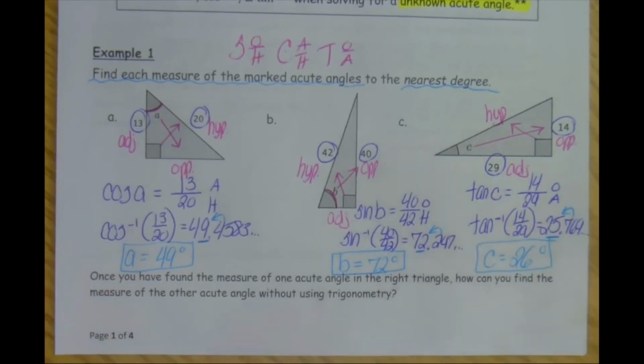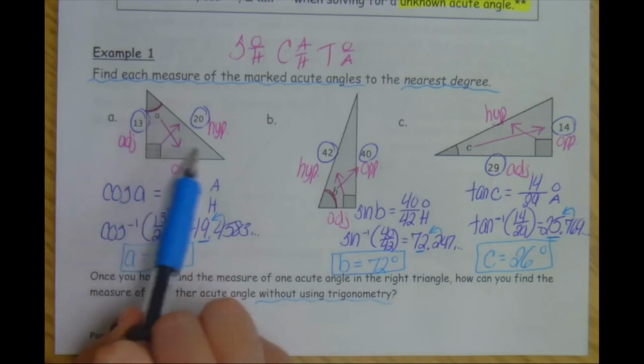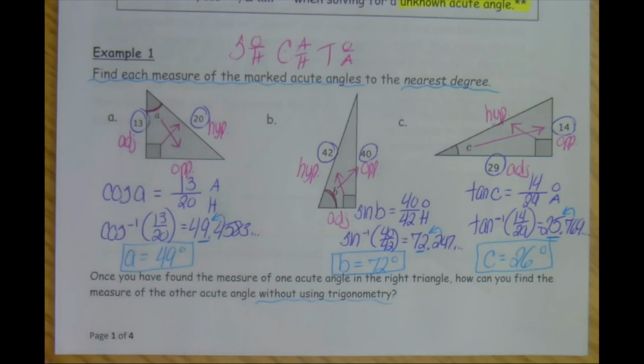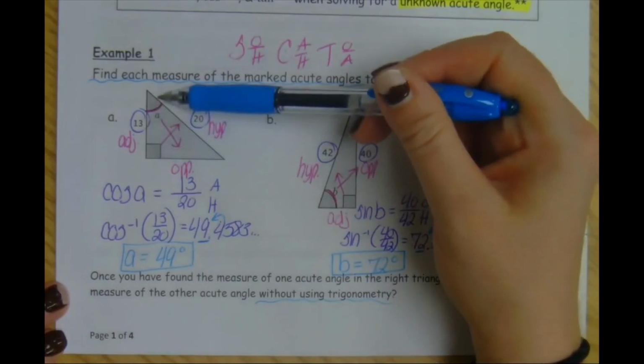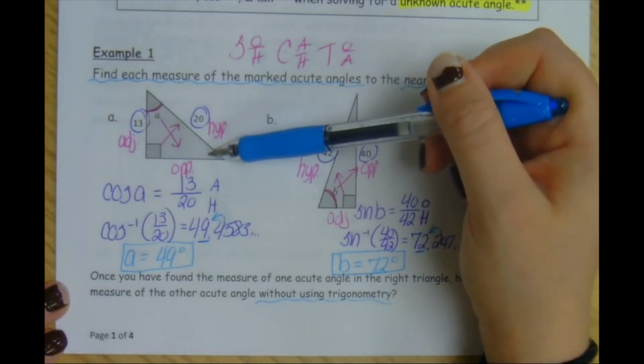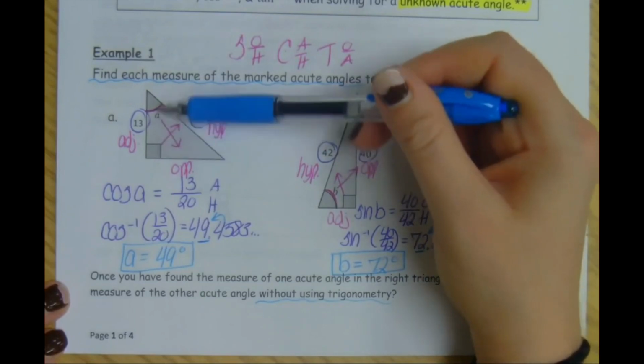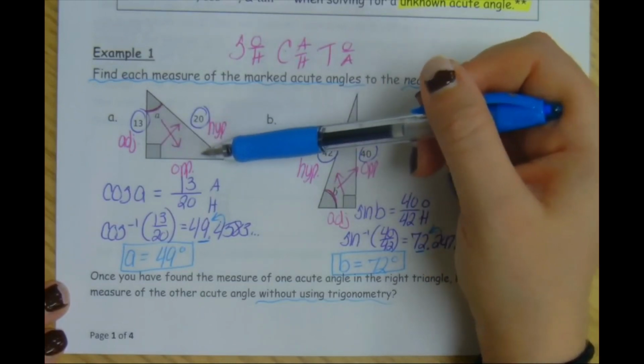Last but not least, it says once you have found the measure of one acute angle, like I just figured out what A is going to be in part A, how can you find the measure of the other acute angle without using trig? Oh, well, that's going to be easy. If I'm looking at degree measures in a triangle, well, how many degrees does a triangle have? Yeah, 180 degrees. So if I know what two of the angles are going to be, I can easily find the third. Right? I would do 180 minus what I have. So I'm left with that one angle that I didn't have.